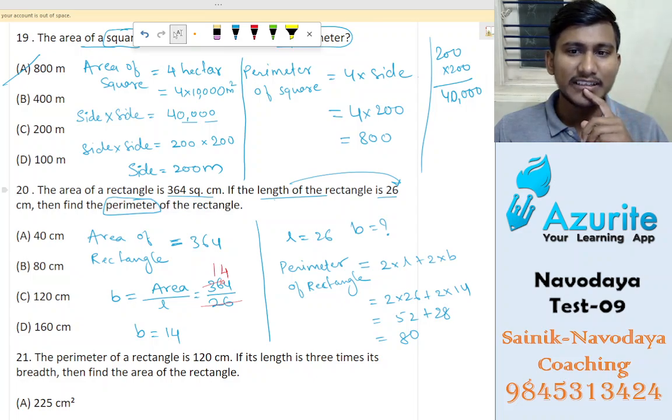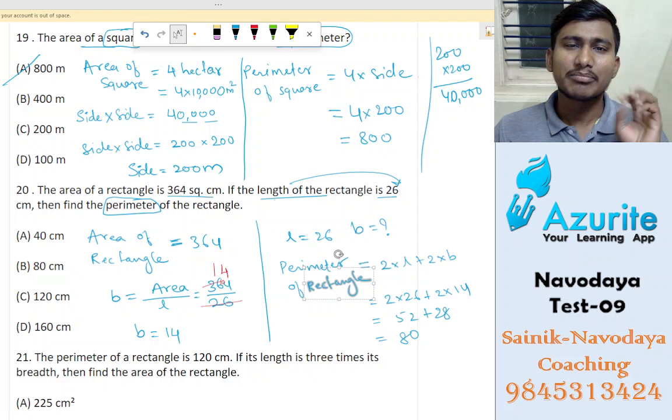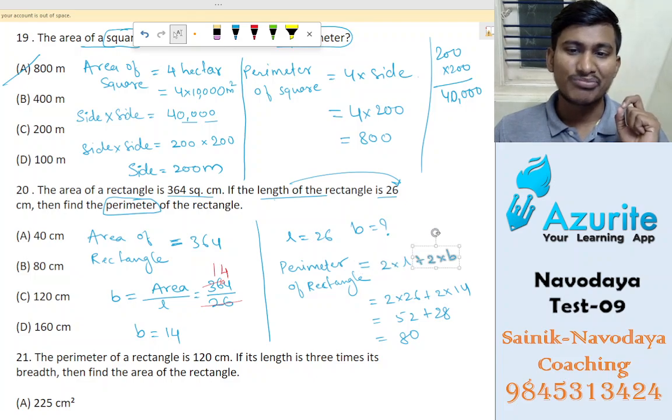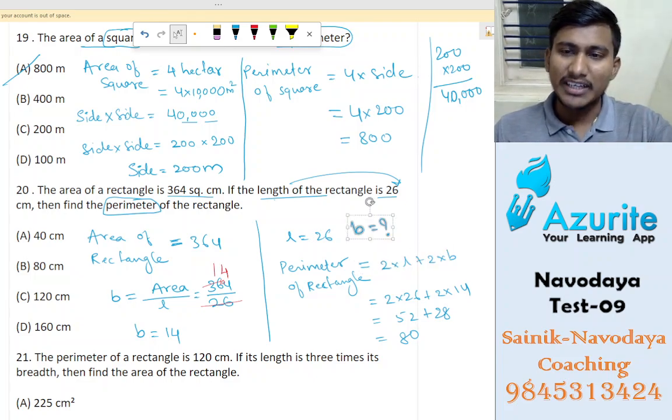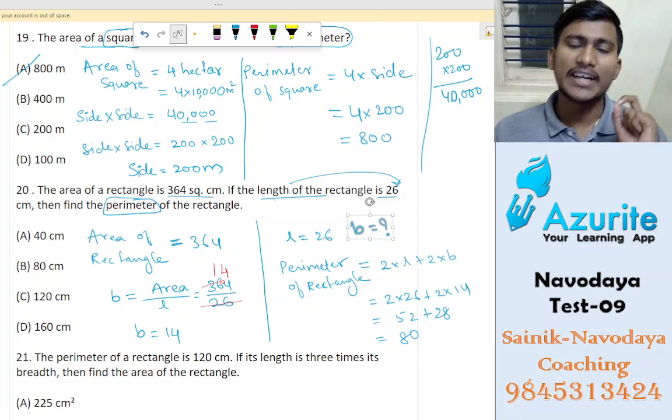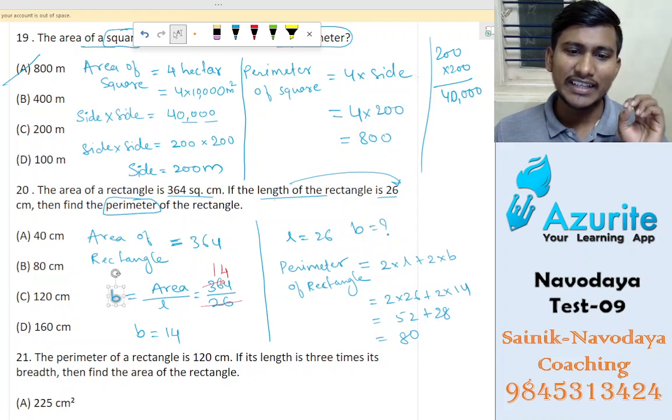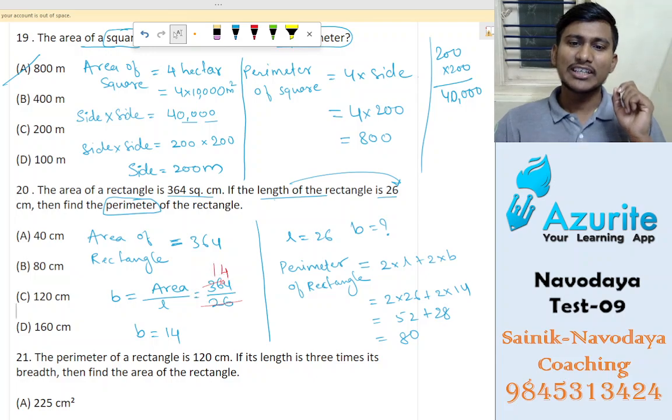To find the perimeter, what do we know? Perimeter of a rectangle is 2 into length plus 2 into breadth. We don't know the breadth here. If we don't know the breadth, we have to find the breadth first. So how do we find the breadth? Area is given, length is given, so area divided by length we have to do. So area 364 divided by 26.